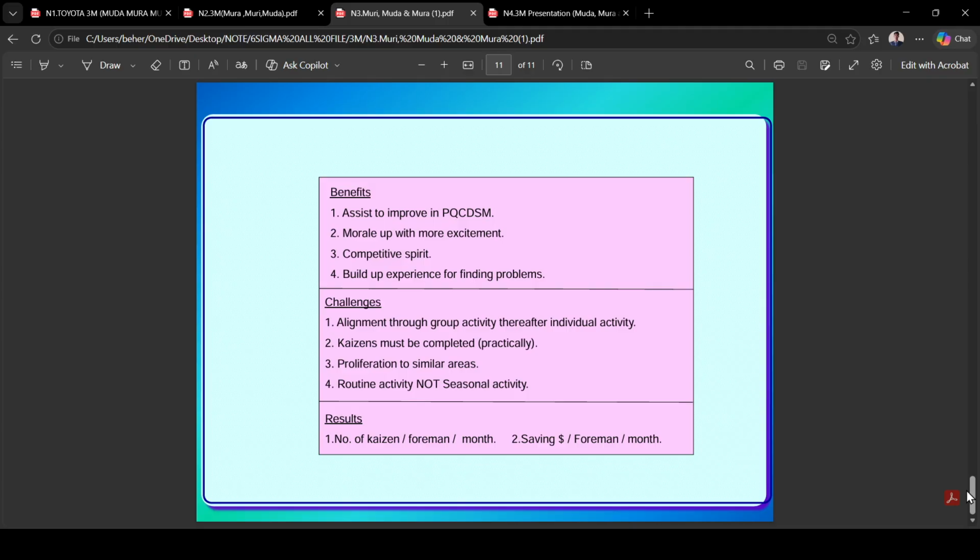Then challenges. What are the challenges that are coming? Alignment through group activity, thereafter individual activity. Kaizen must be completed practically. Proliferation to similar areas. Routine activity, not seasonal activity. Result: number of Kaizens, 4 per man per month. Second, saving 4 man-hours per month.